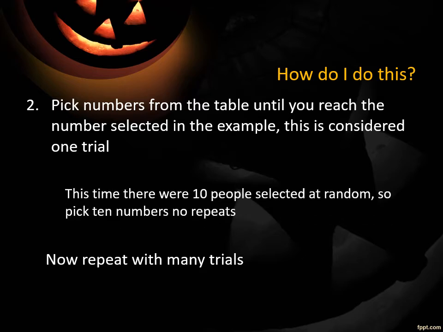So this time there were 10 people selected at random, so I would pick 10 numbers looking at no repeats because once a person is selected, they can't be selected again from the TSA. Then I would repeat this with many trials.